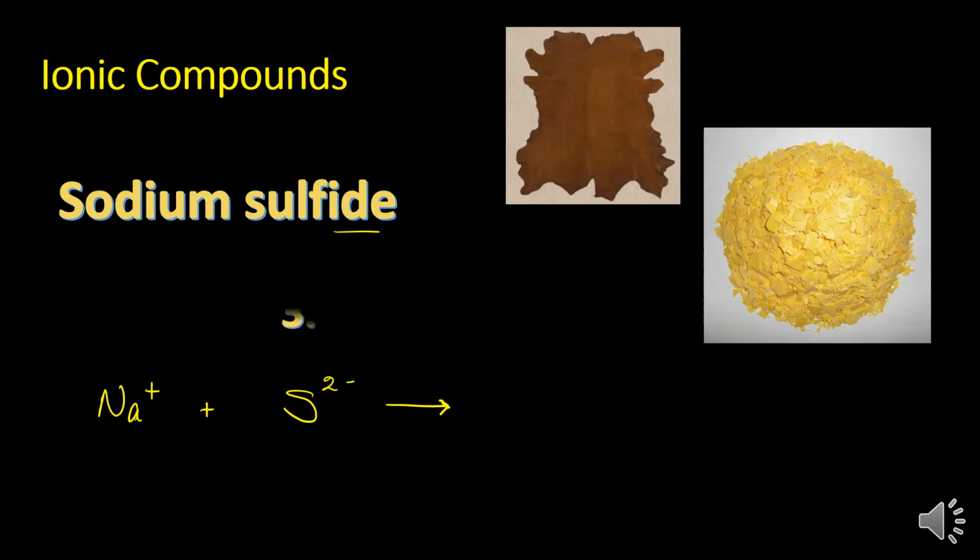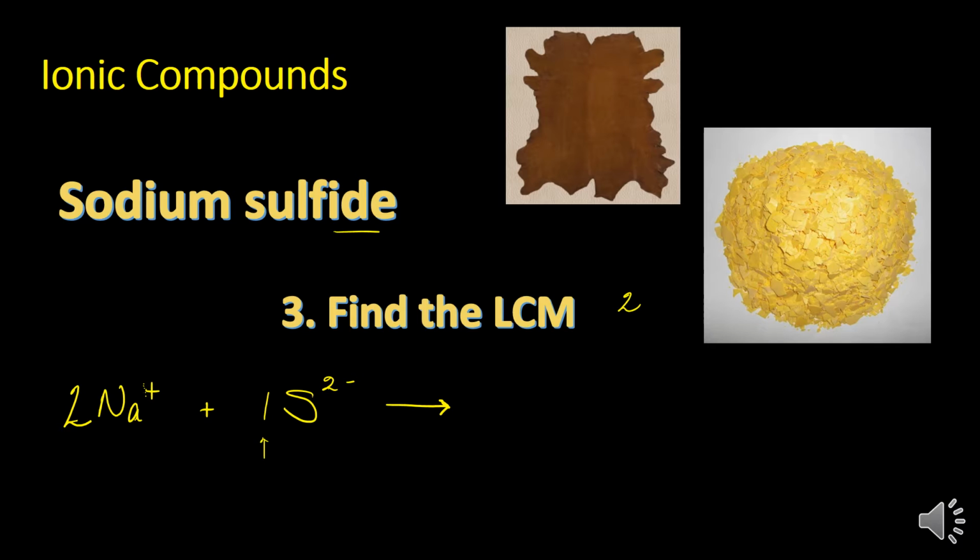Once you do that, then you need to find the least common multiple. The least common multiple between 1, see this is a 1 right there, and 2 is 2. So what number times 1 makes 2? Well, that's 2. And then what number times 2 makes 2? That'd be 1. These numbers in front, these guys are called coefficients. Just like in algebra, if I wrote 2x, this is your coefficient.